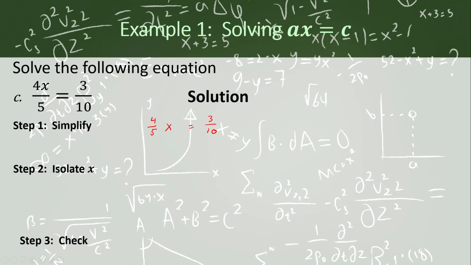Now the next thing we need to do is to isolate x. And remember, we want to multiply this equation by the fraction that will make this equal to 1. And that is going to be the reciprocal of 4/5. And what is the reciprocal of 4/5? 5/4. So we want to multiply this by 5/4. Now remember, what we do on one side, you got to do on the other side. So we can also multiply this by 5/4.